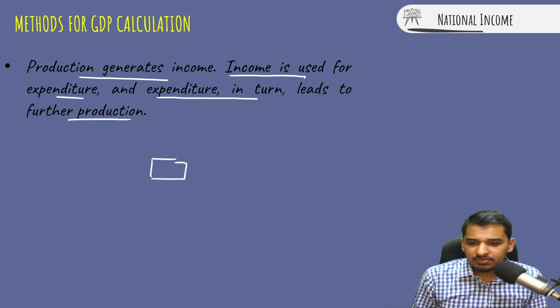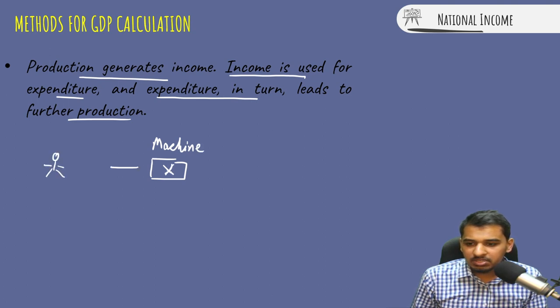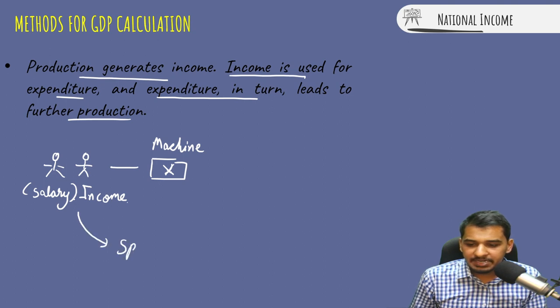Suppose this is machine X which is being produced. Now there will be some workers who will be involved in production of this machine. These workers will get their salary, so this will be their income. Now these workers will spend it on something, so this will be their expenditure.